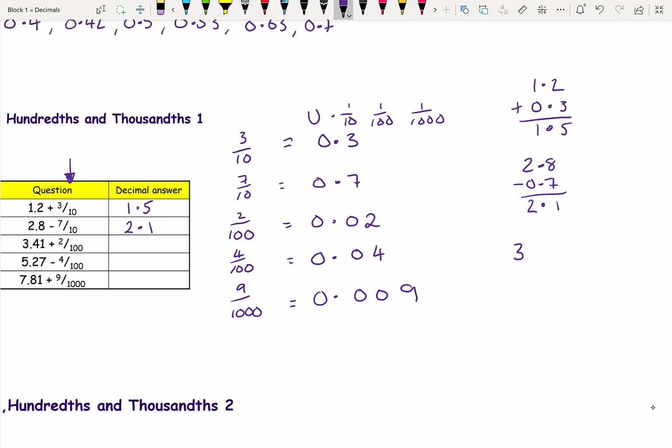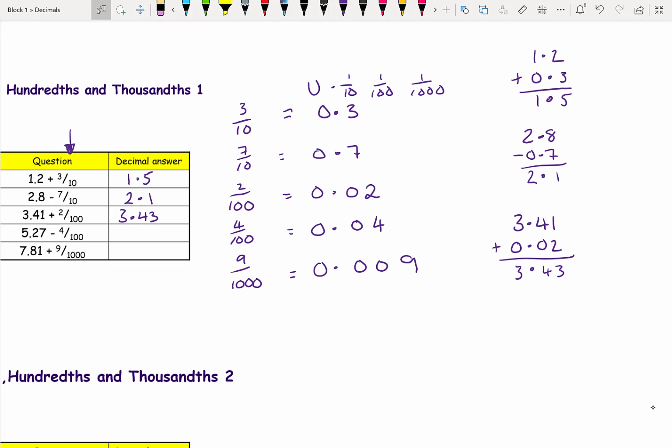Alright, next 3.41, and we're adding in 2 hundredths, so 0.02. Again, decimal points in the line, so that's where it goes in my answer. 1 plus 2 is 3, 4 plus 0 is 4, 3 plus 0 is 3, and so my answer there is 3.43.